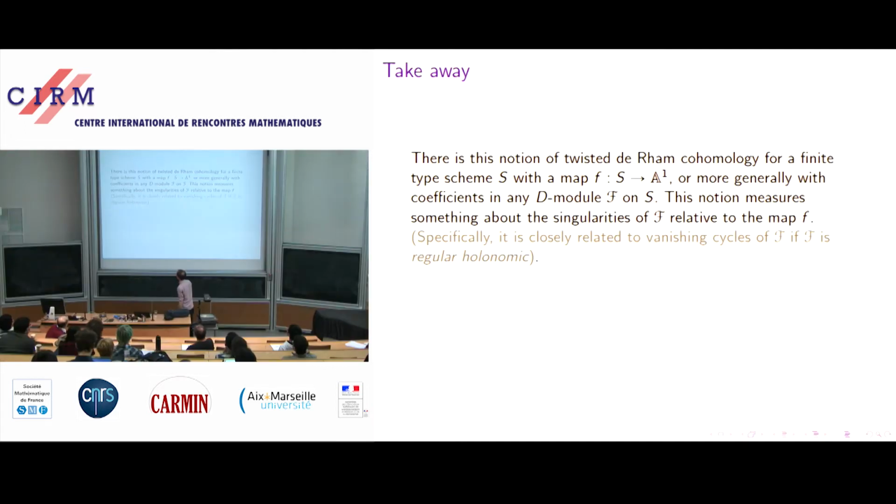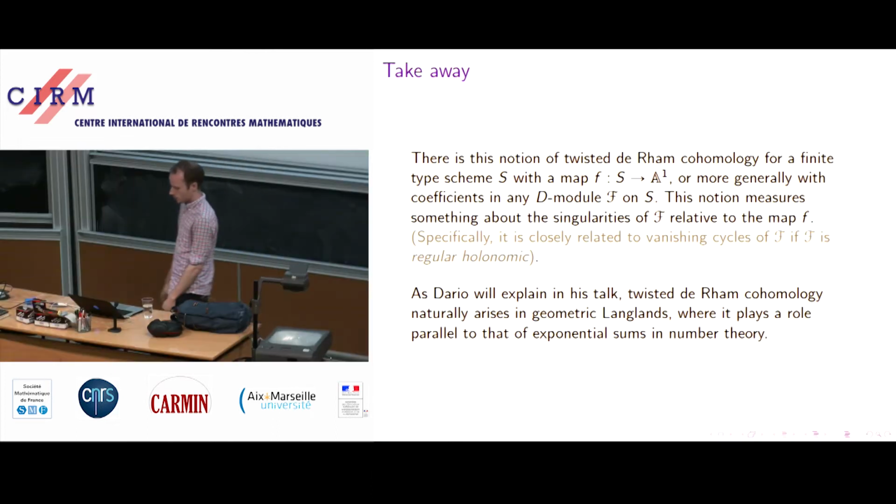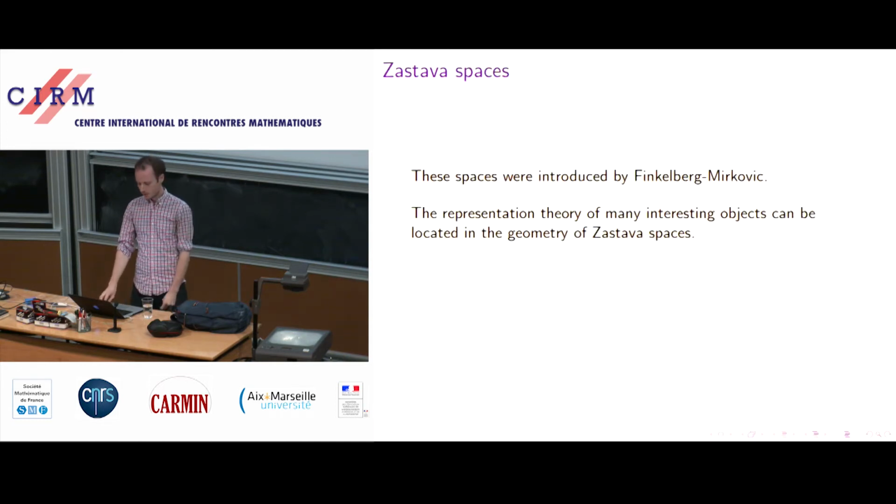OK, so just what did you need to remember from all of that? So first of all, there is this notion of twisted de Rham cohomology, and it measures something about the singularities of a sheaf relative to a given map, relative to a given regular function. And as Dario is going to explain in the next talk, in some form, this twisted de Rham cohomology plays the role of exponential sums in number theory. So it has a kind of central role in geometric representation theory. If it's regular holonomic, then the global cohomology of the vanishing cycles is computed as the cohomology of this twisted de Rham complex, at least if the map is proper or something like that.